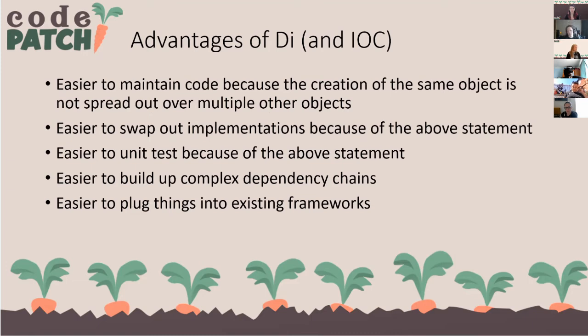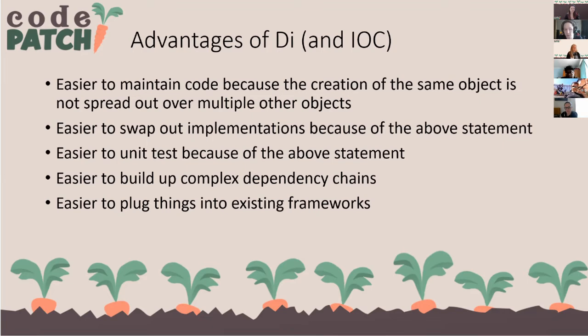So, advantage of using dependency injection: it is easier to maintain your code because the creation of the same object is not spread out over multiple other objects, like I said before. Because of this, it is easier to swap out an implementation because you only have to do it in one place. And because of this, it is easier to unit test because instead of creating all the objects and objects within the objects and so forth and so on, you define them once and then you can start unit testing.